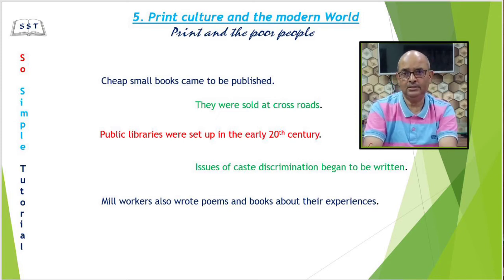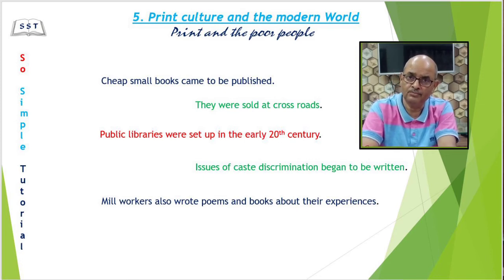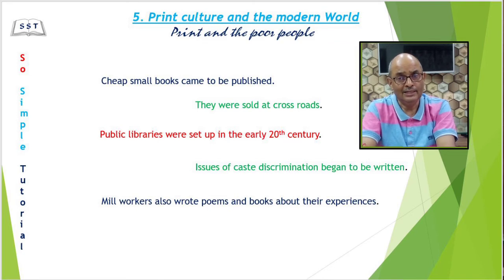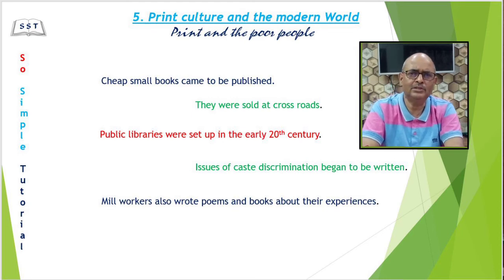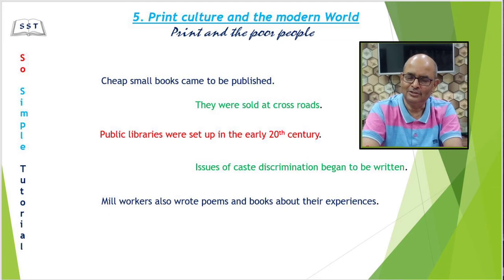By the 1930s, Bangalore cotton mill workers set up libraries to educate themselves. These libraries were actually sponsored by social reformers who wanted to restrict drinking among the workers, who wanted to bring literacy among the workers, and sometimes to propagate the message of nationalism. This is all about print and the poor people.